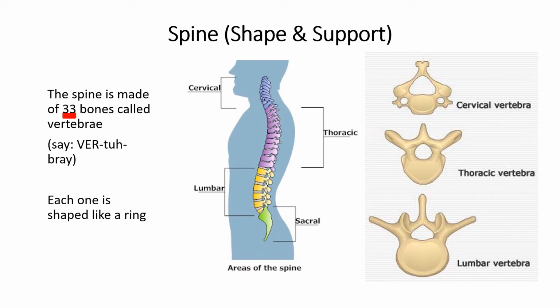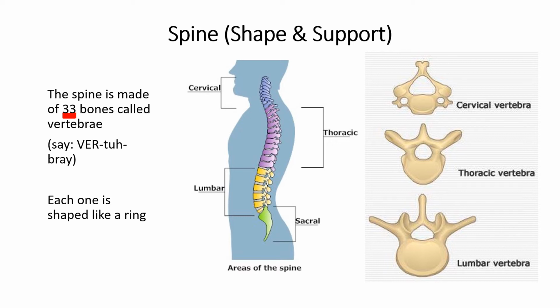That's how we say it, vertebrae. That's not how it's spelled, but if you want to try and sound it out, vertebrae. You'll see it over here, how it's spelled up above. Okay, when it has the E on the end, that means there's more than one of them. Over here, it's vertebra, because it's just one of them. And each one of these vertebrae is in the shape of a ring.